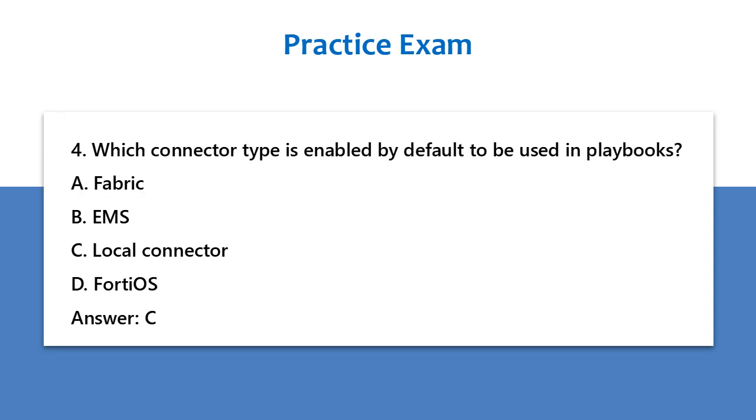4. Which connector type is enabled by default to be used in playbooks? A. Fabric. B. EMS. C. Local connector. D. FortiOS. Answer: C.